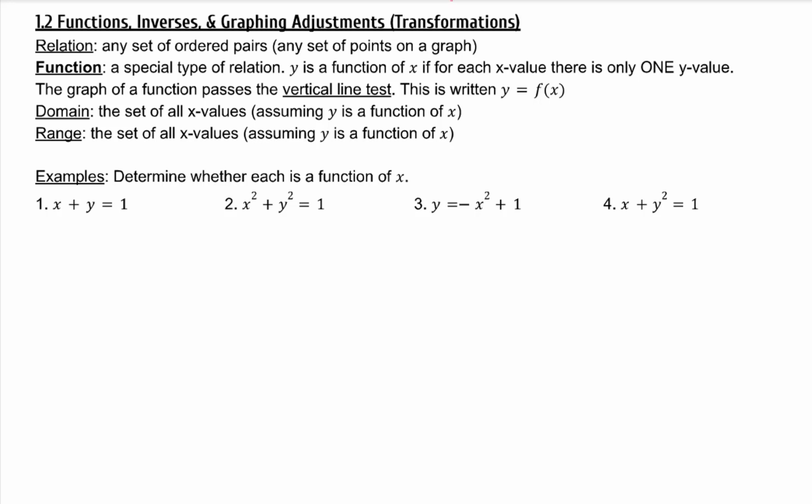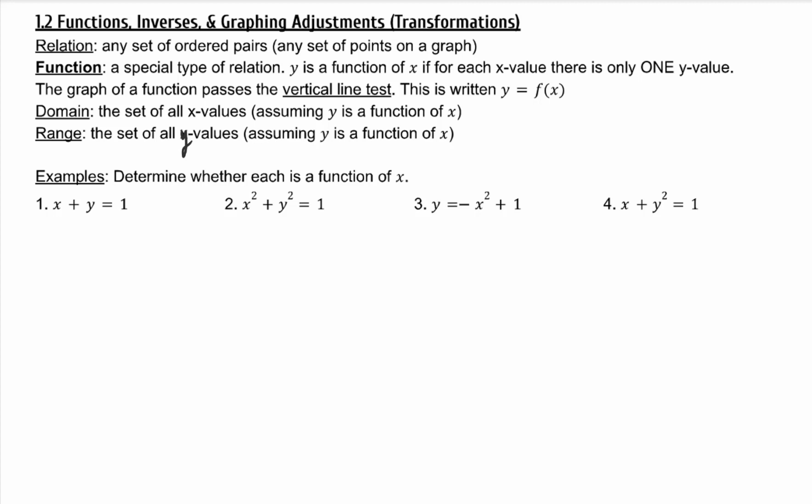Let's talk about functions and their inverses. A relation is just any set of ordered pairs, but in order for a relation to be a function, y is a function of x if for each x value there is only one y value. The graph of the function passes the vertical line test, and it's written as y equals f of x. Your domain is the set of all x values, assuming y is a function of x, and the range is the set of all y values, assuming y is a function of x.